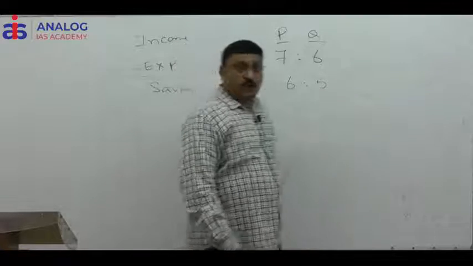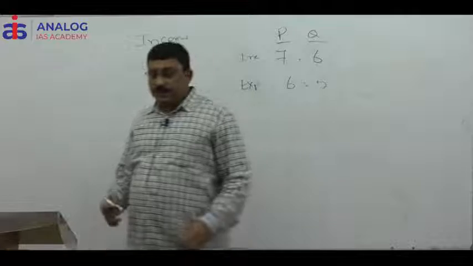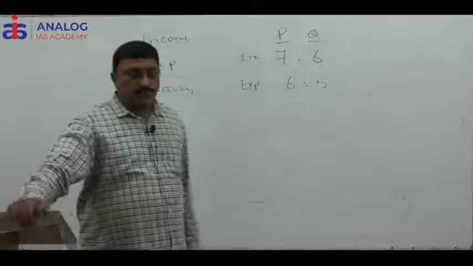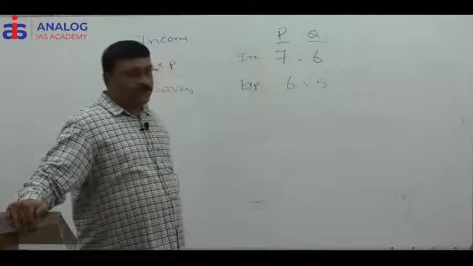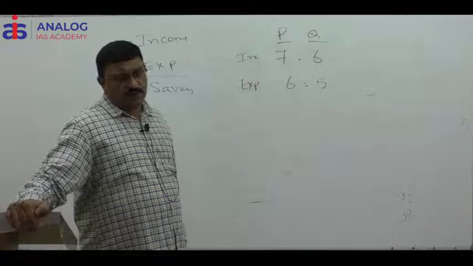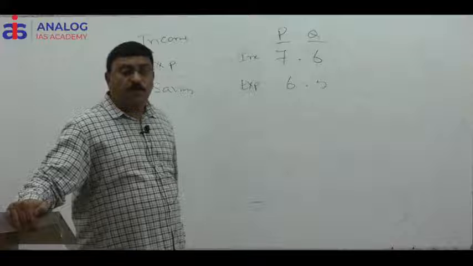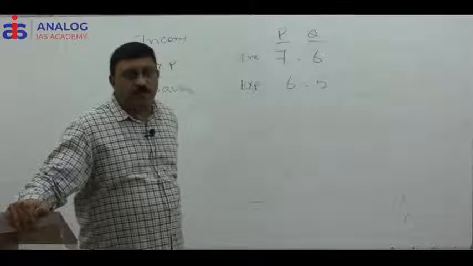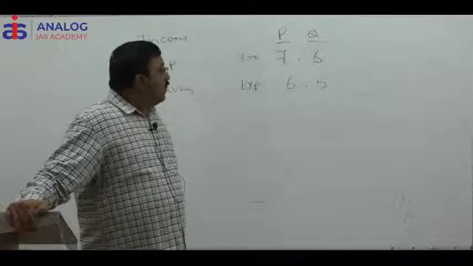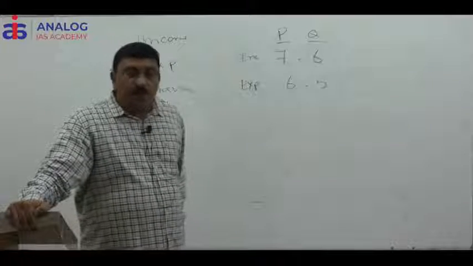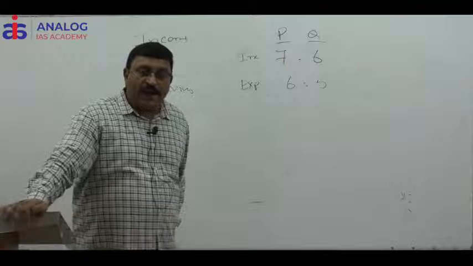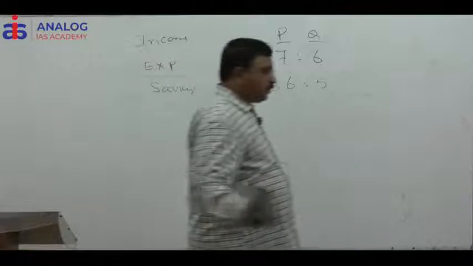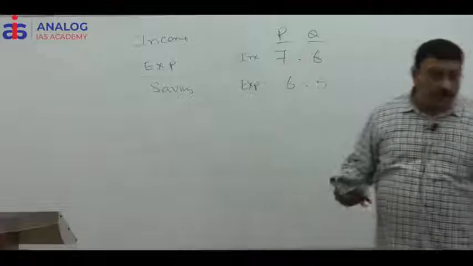If each of them saves 1,500 rupees, find the income of P.